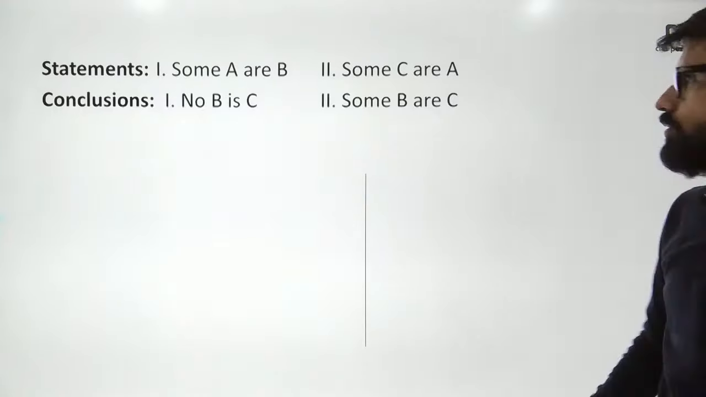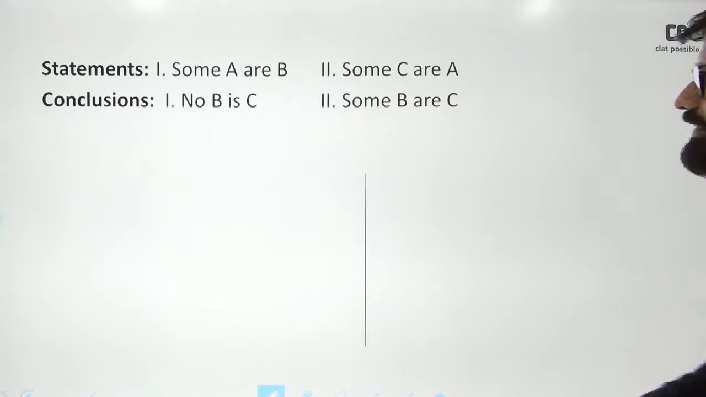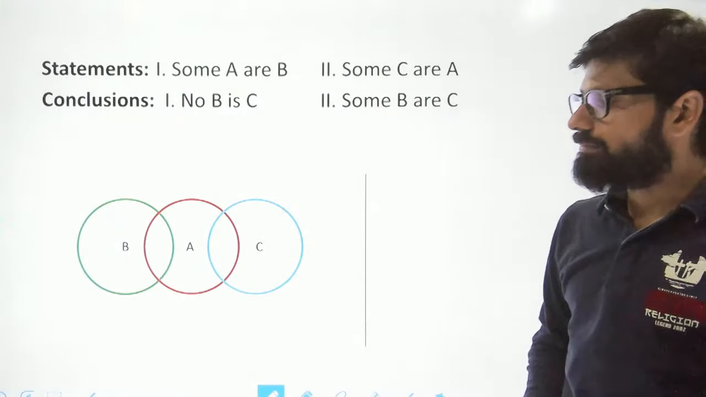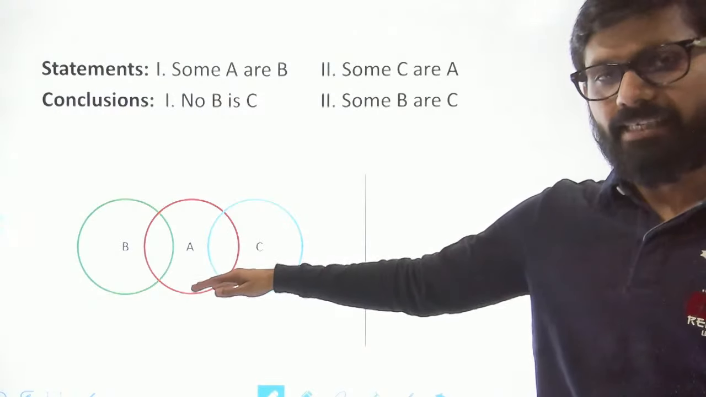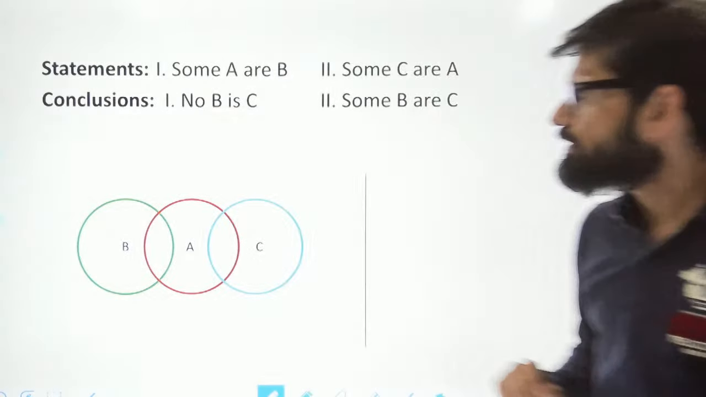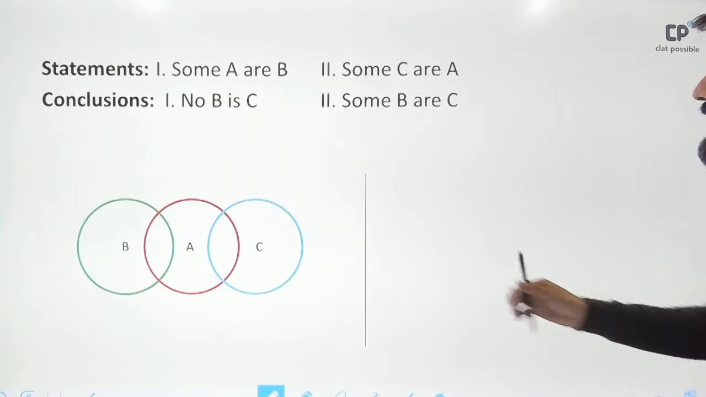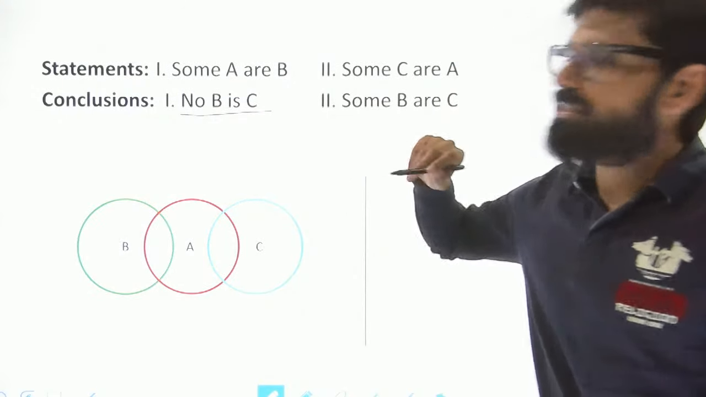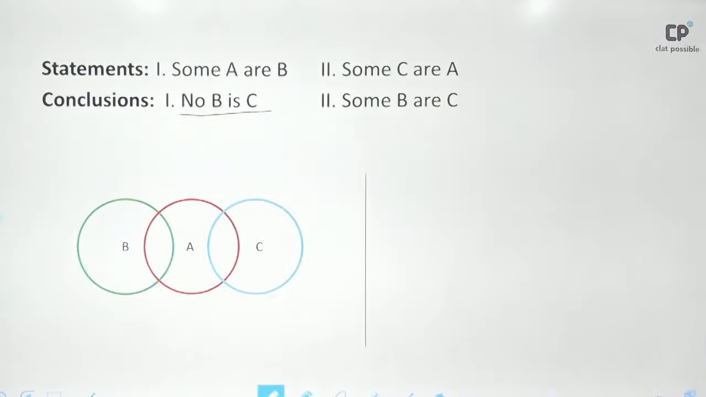All right, so we have some A R B and some C R A. So this is the minimum overlap diagram. This is the only diagram that we'll work with, right? Now, the first conclusion statement is no B is C. Can you tell me in the comments whether this follows or not?